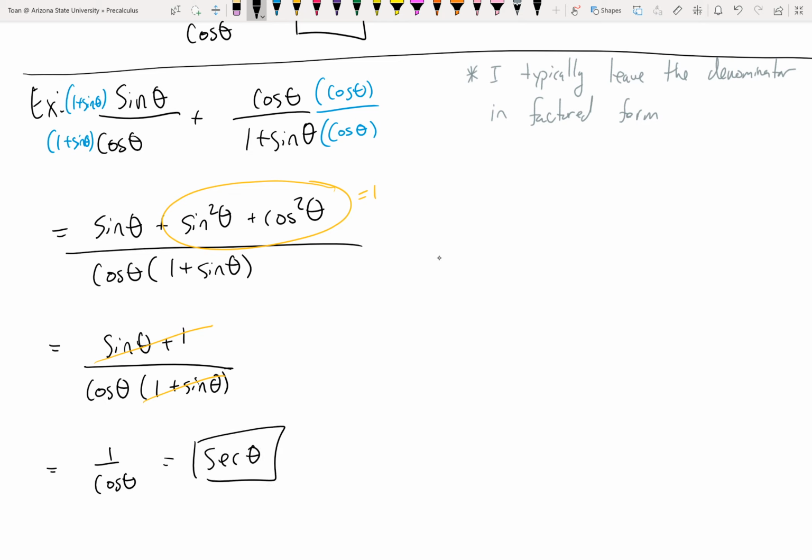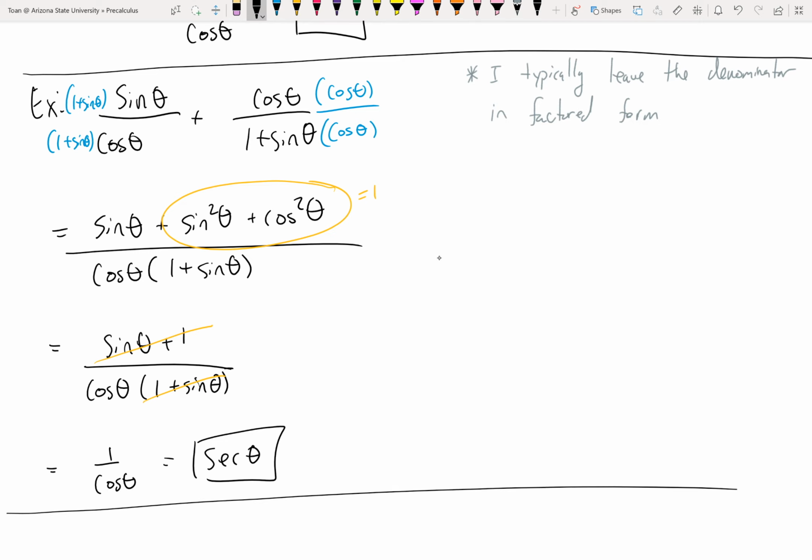Again, that is pure coincidence, guys. It's not always going to equal secant. So there you go. There's an example of simplifying. And what knowledge did I use? Yeah, I did use a bit of trig here. That's Pythagoras' identity. But we started off with an algebra concept, adding rational expressions.